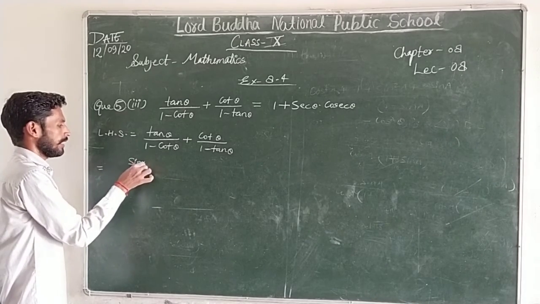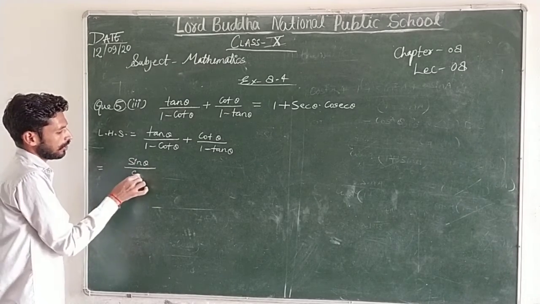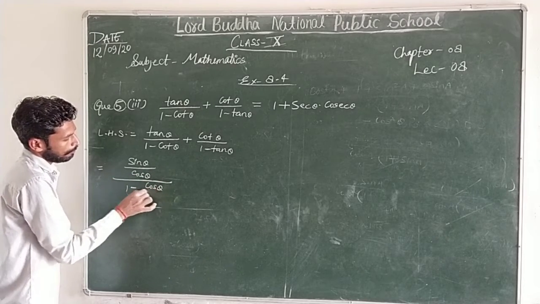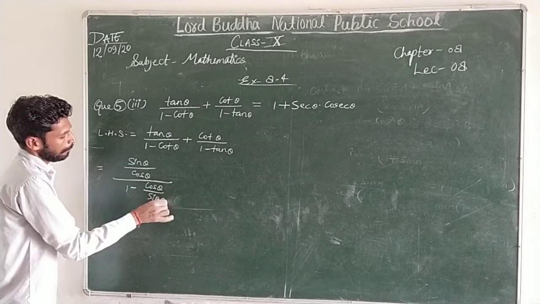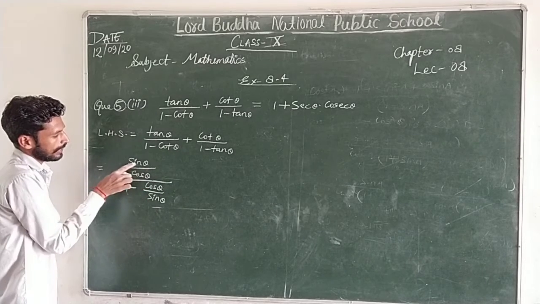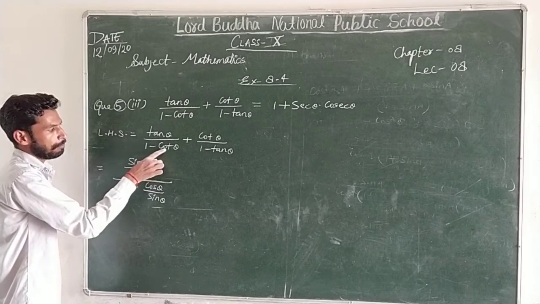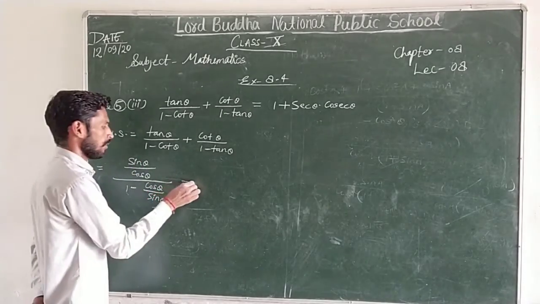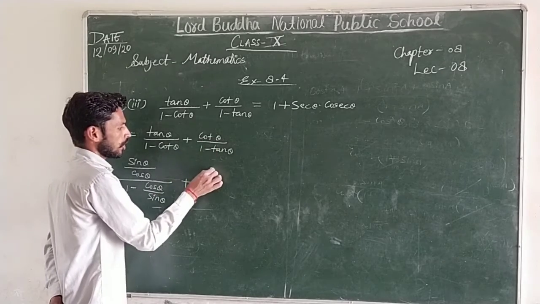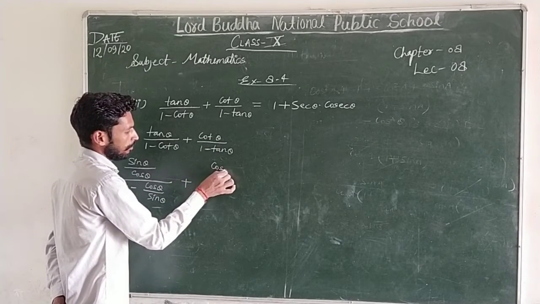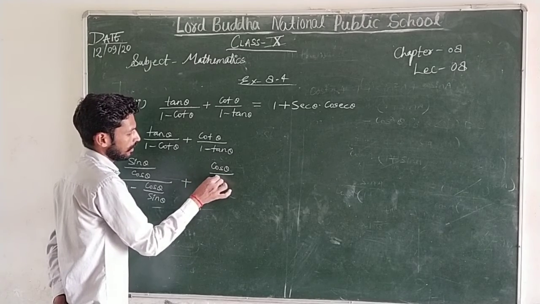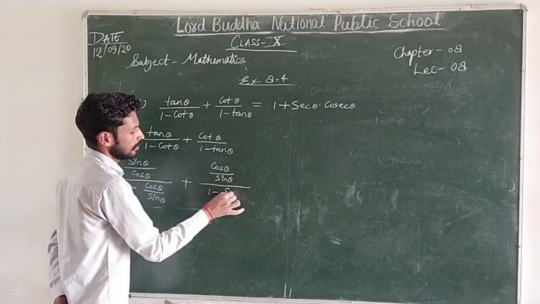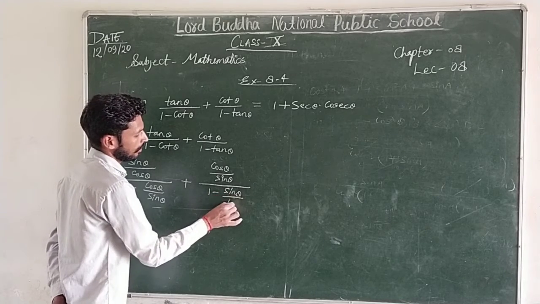So here we can write sin theta upon cos theta whole upon 1 minus cos theta upon sin theta, because in place of tan theta we can write sin theta upon cos theta, and in place of cot theta we can write cos theta upon sin theta. Take plus here cot theta, and it will be cos theta upon sin theta whole upon 1 minus sin theta upon cos theta.